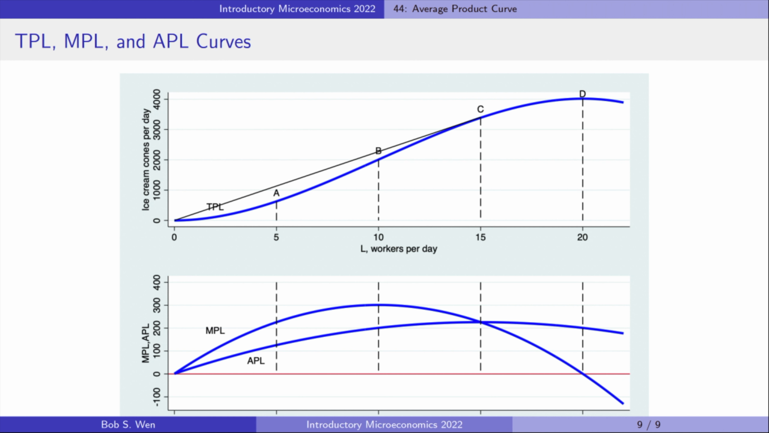In our example, the straight line from the origin to point C is tangent to the total product curve. So the slope of that line is the marginal product of labor and the average product of labor.